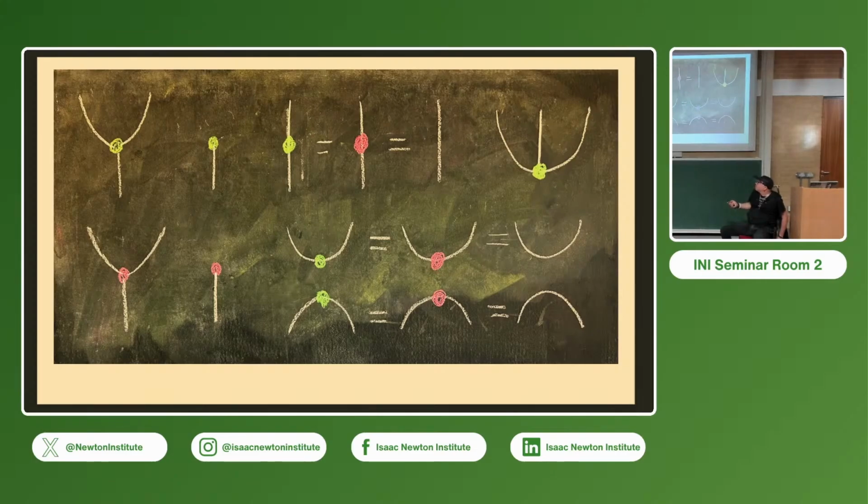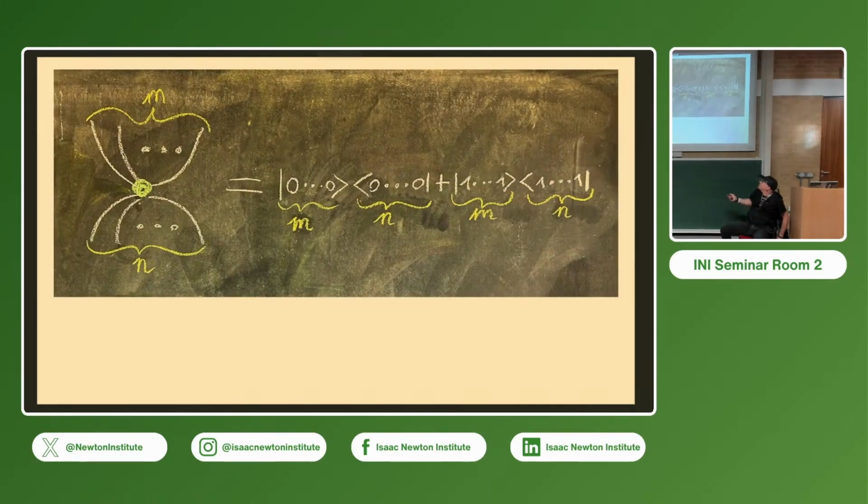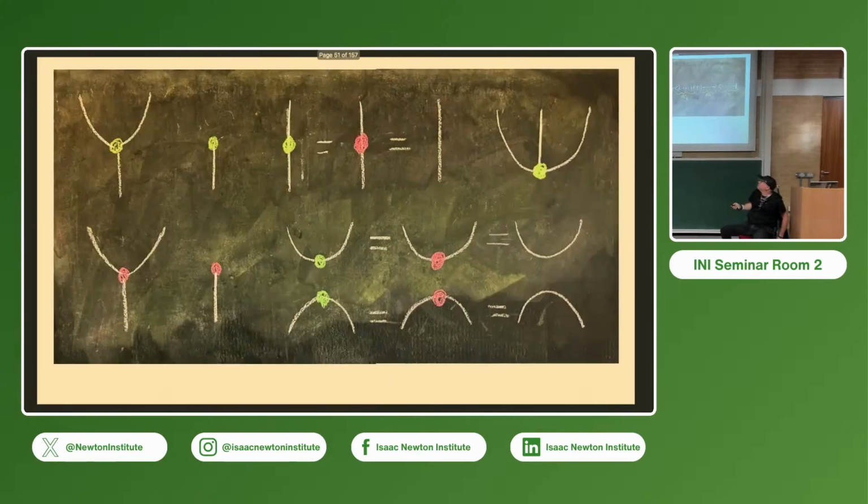Let's go back. So the input is ket. So you got 1, 0 here, 1, 0 here, the input. You got a single 1 here, and you got 2 zeros there, the output, and 2 1s there. So what does this operation do? It maps 0 to 0, 0. It maps 1 to 1, 1. So it copies the basis vectors. This is just copying of the basis vector.